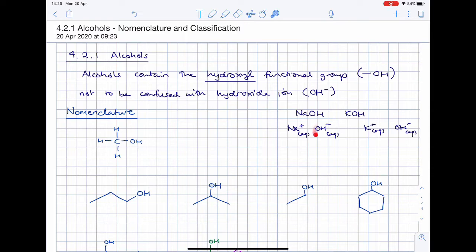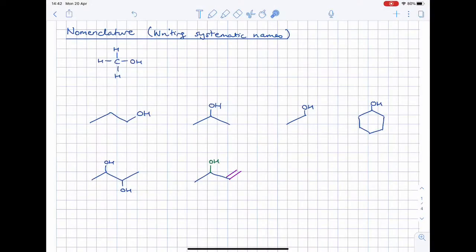form hydroxide ions. Alcohols are not ionic compounds, they are covalent compounds. The hydroxyl group is not an ion, it is a functional group that's covalently bonded to a carbon atom. So don't confuse hydroxyl group, which are found in organic compounds, with hydroxide ions, which are part of ionic compounds. So let's name some alcohols.